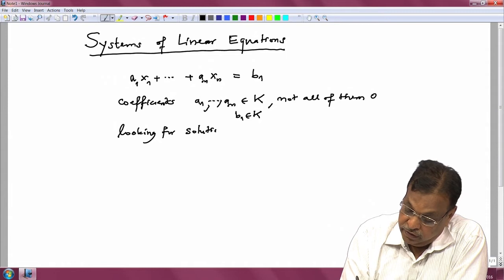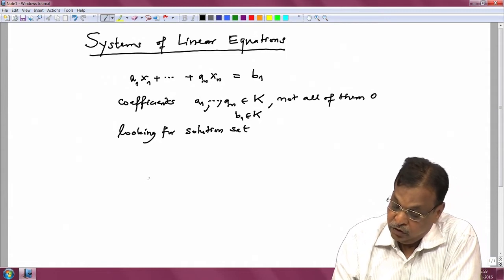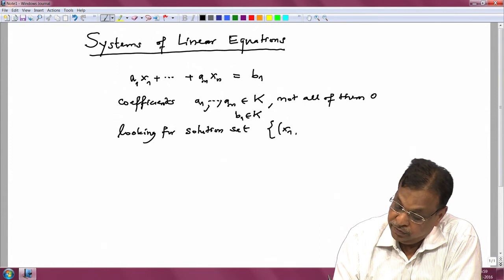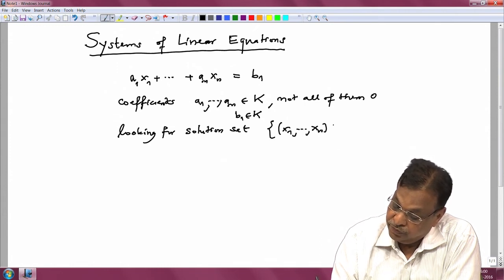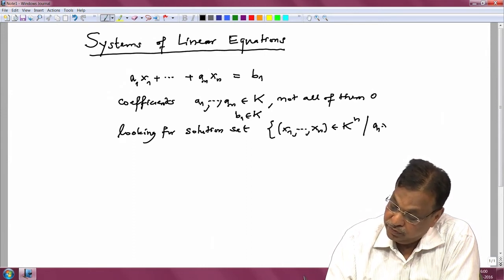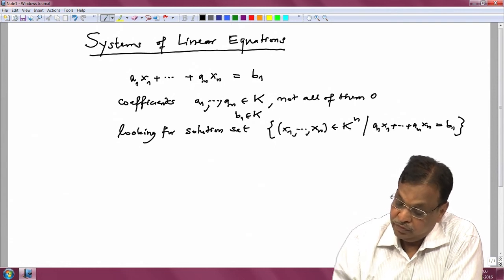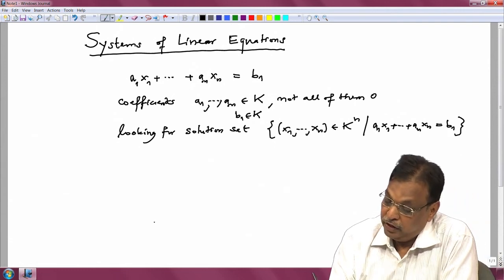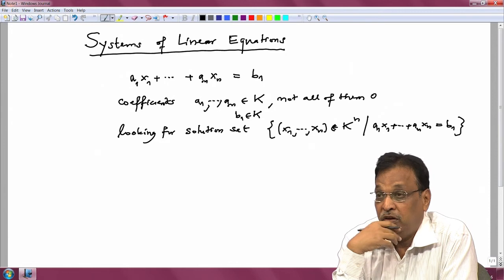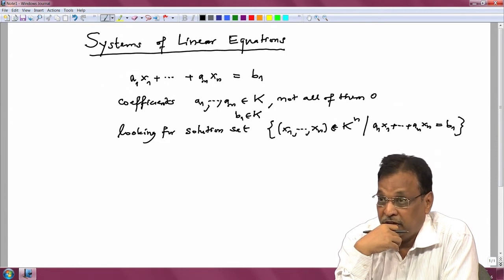solution set. That is, we are looking for all the tuples x1 to xn in K power n such that this equation holds. And we want to find a solution space, how big is it and so on, and more importantly the structure on the set of solutions.